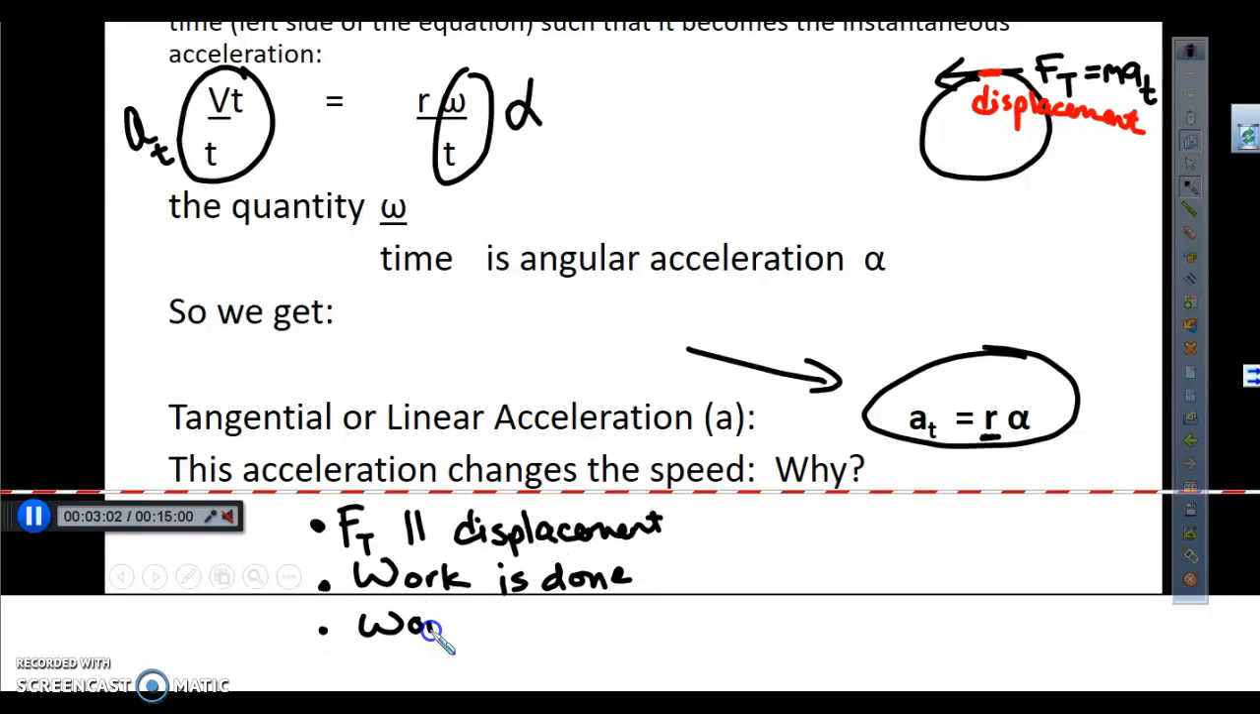If work is done, work is equal to the change in kinetic energy, the work-kinetic energy formula, which is equal to 1/2 mv squared, final minus initial. And so we do change the velocity with this type of force. I've done that in class, but think about how you'd speed it up, or if you'd slow down a tire, you'd put your flat hand against the tire and apply that force to slow it down.